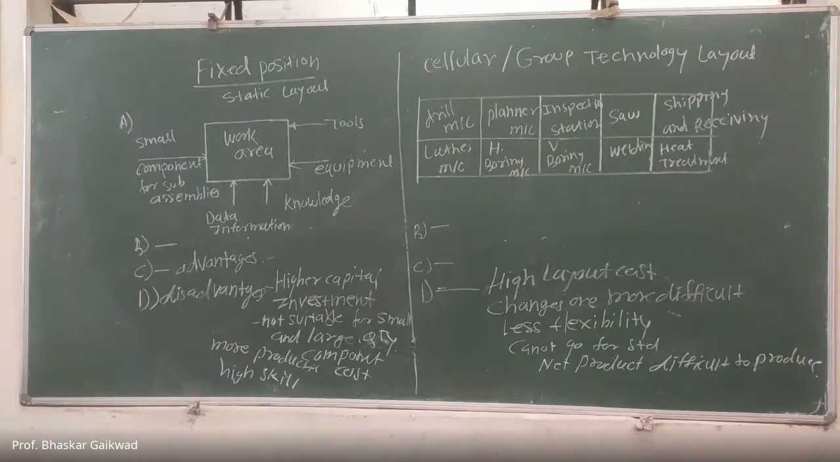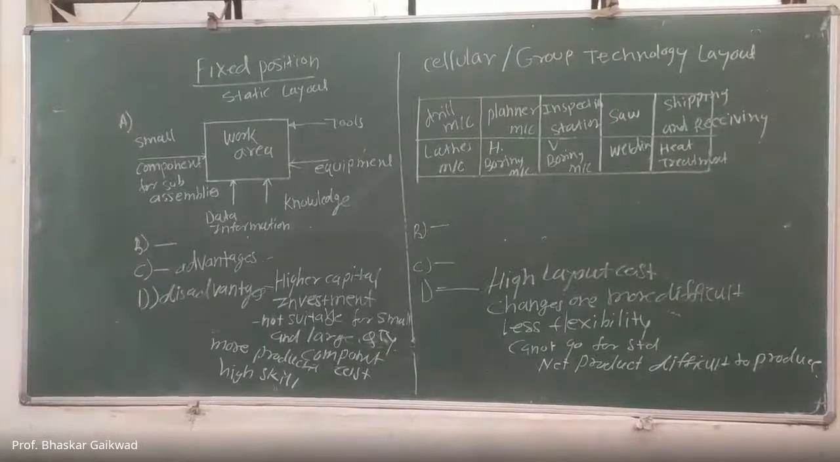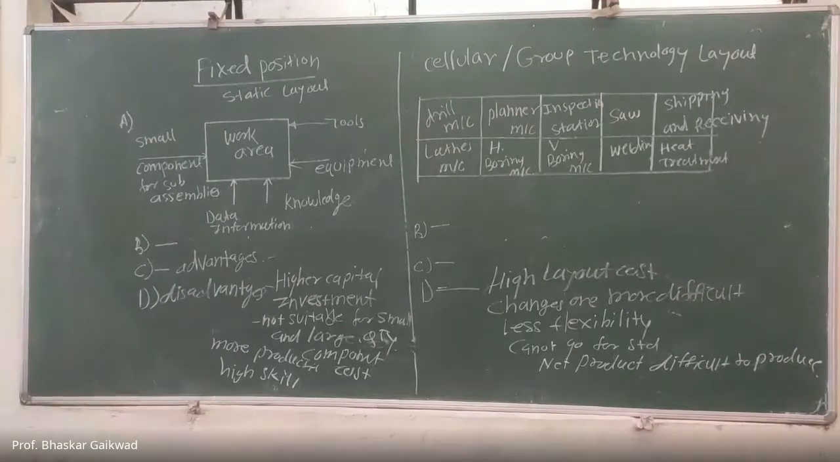That is called functional layout. Next difference, fixed position and group technology layout, or cellular technology layout. Every time you have to make the diagrams, then give examples, advantages and disadvantages. So every time you can remember the types of layout by diagrams. After that, certain examples you have to remember. After that, by doing this type of layout, what are the disadvantages and what are the advantages?